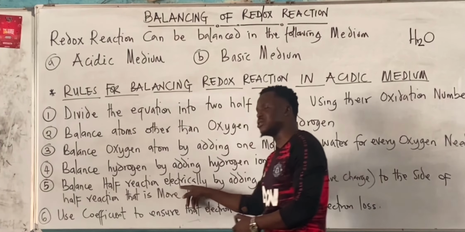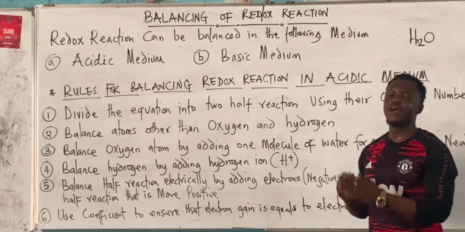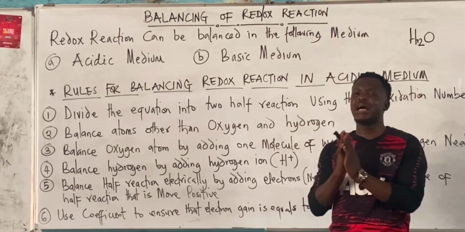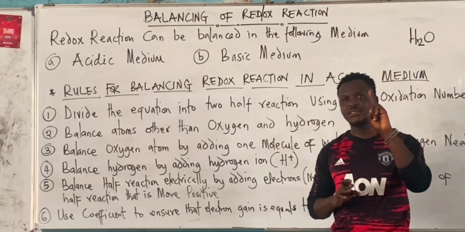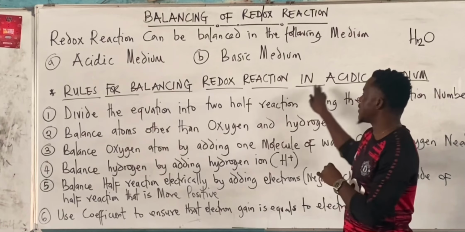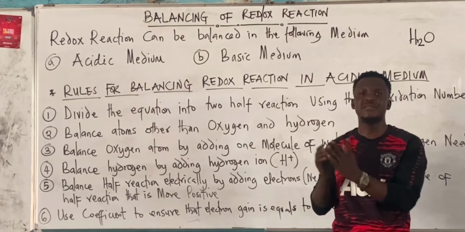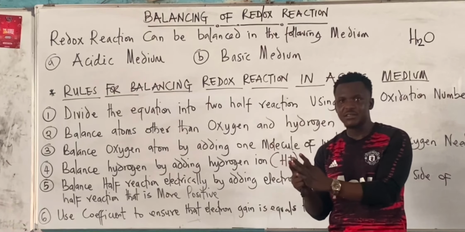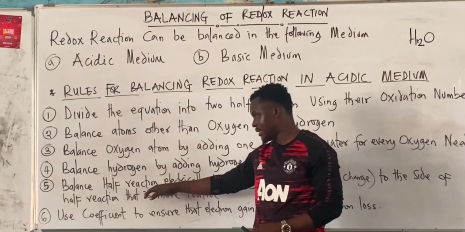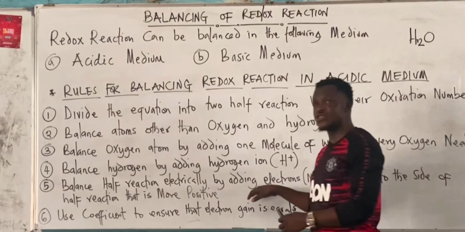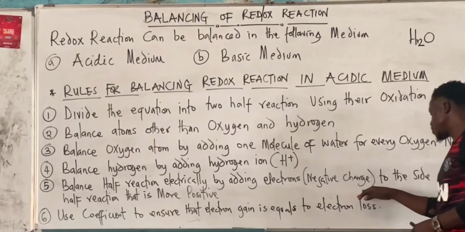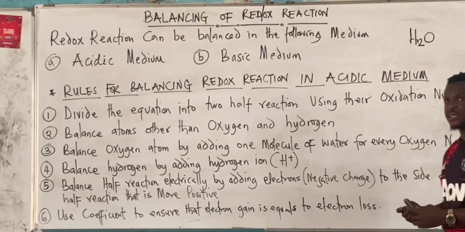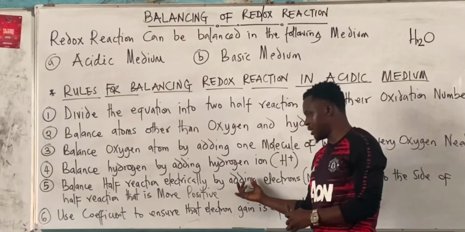Balance half reactions electrically, because for any redox reaction to be balanced, we have to look out for 2 things. The first one is, are the atoms balanced or are the elements balanced? The second is, are they balanced electrically, right? So rule number 5 says balance half cells electrically by adding electrons to the side that is more positive. Of course, I'm going to explain it shortly.